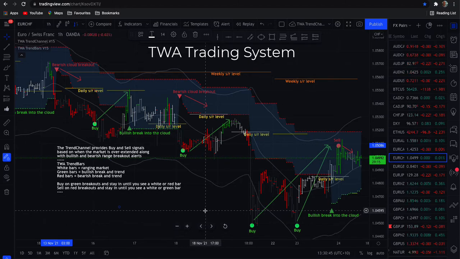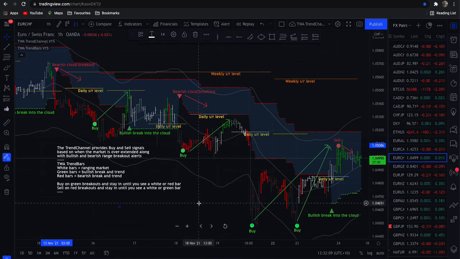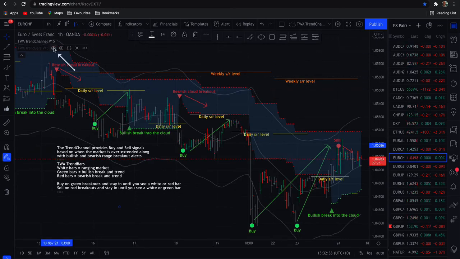This system comprises two indicators that are jam-packed with a fairly significant amount of information. The trend channel is a combination of a range of different indicators merged into one, all based on different variations of average true range. First up, I'll hide the trend bars, and now you can see we have a standard bar chart with the trend channel.